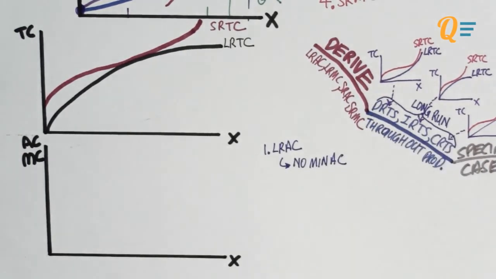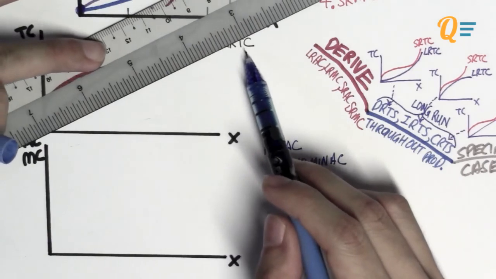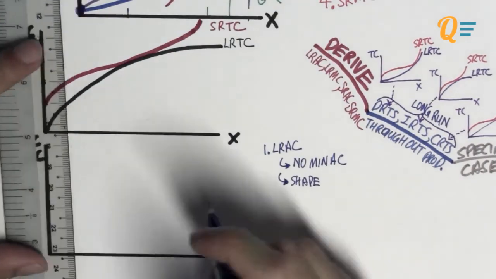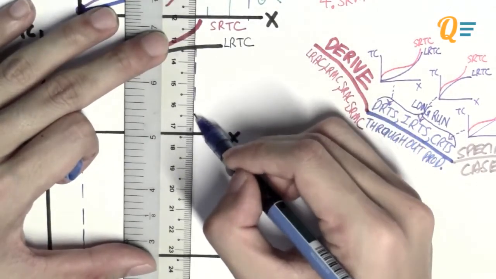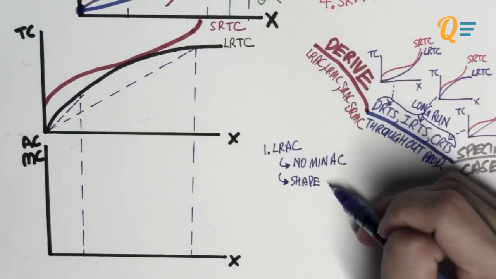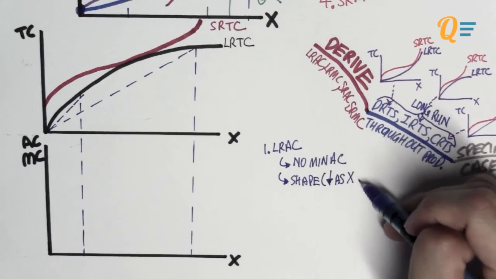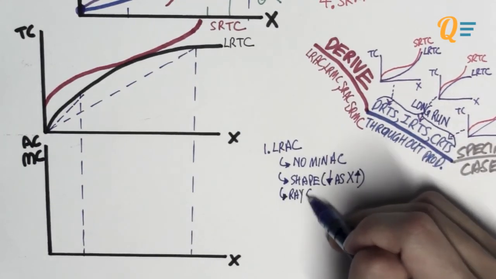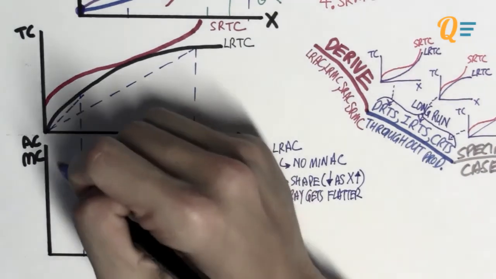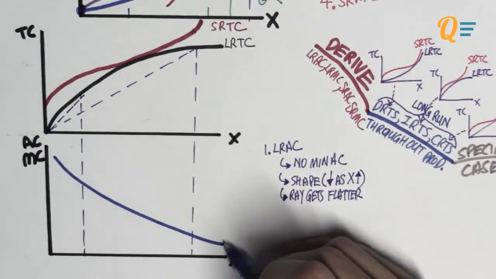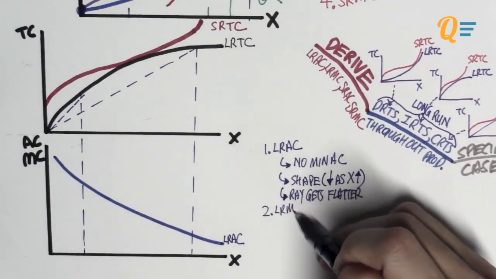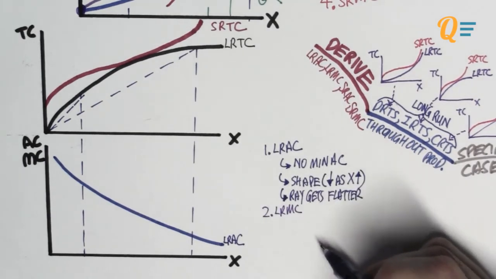You will notice that there is actually no minimum average cost curve because the ray just keeps going and going and going. So let's talk about the shape of the LRAC. Okay, let's draw vertical lines to separate this long run total cost curve so that we can draw the rays to them. And you'll notice that your average cost is actually decreasing as x increases because the ray simply gets flatter and flatter as you move along the horizontal axis. Okay, so that is why your long run average cost curve is going to look like this. It is decreasing.